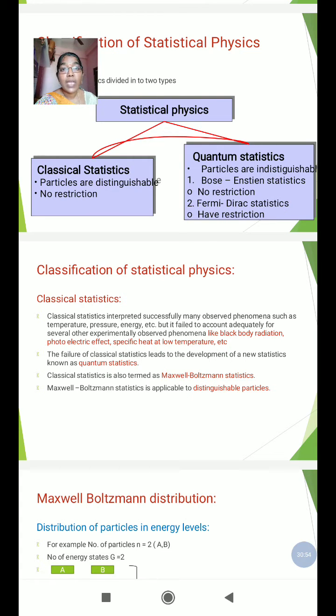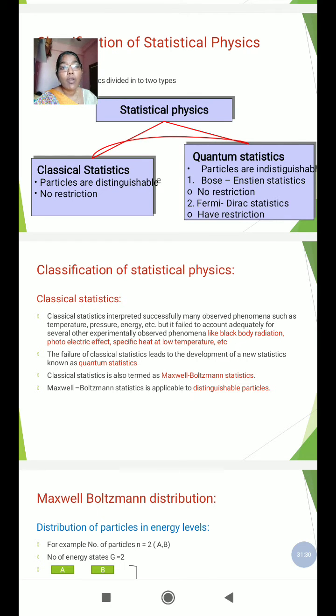So the failure of classical statistics leads to the development of new statistics, that is quantum statistics. Classical statistical mechanics failed to explain black body radiation, photoelectric effect, specific heat at low temperatures, and Compton effect. All these quantum mechanical concepts are not explained by classical statistics. Hence, a new statistics is introduced, that is quantum statistics.